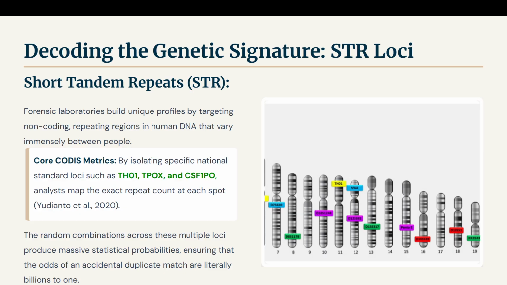By mapping the exact repeat count across all these standardized locations at the same time, the mathematical probabilities become astronomical. The odds of two unrelated people accidentally sharing the exact same multilocus profile are literally billions to one. That is where the gold standard certainty of DNA evidence comes from.